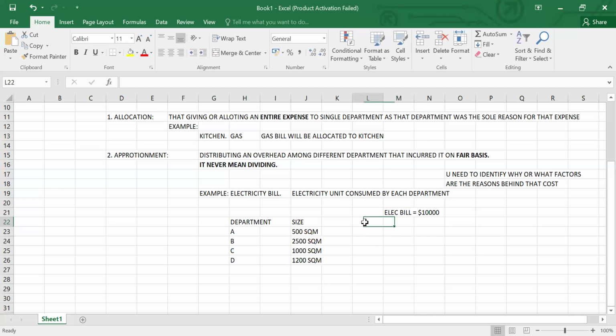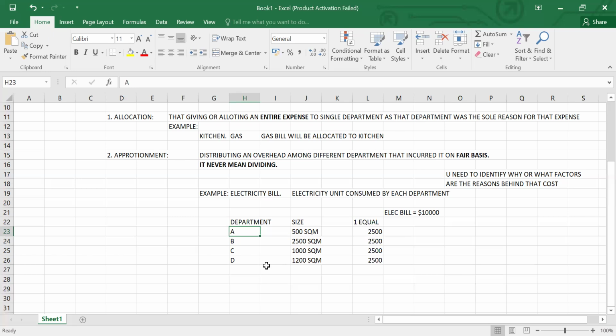Now, the very first option is equal division. If you just divide this bill equally, how much is each department going to contribute to the bill? $2,500, right? Every department will be charged an equal amount of $2,500. But the manager of department A will raise the concern: my department is the smallest one, so why am I being charged the same amount as department B, which is the largest department in the business, right?